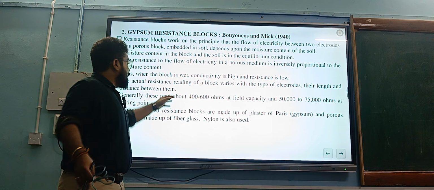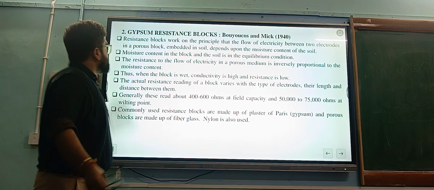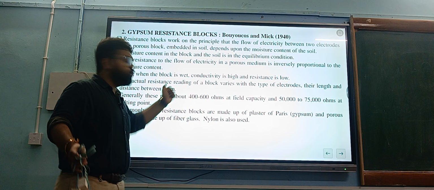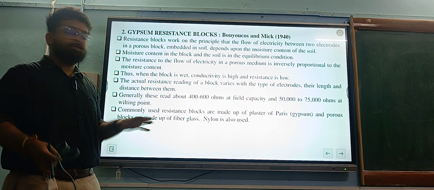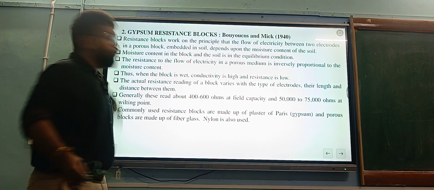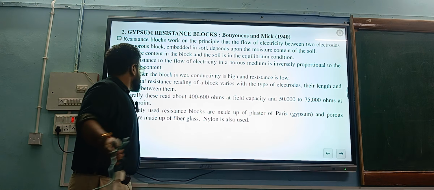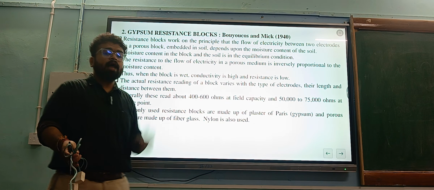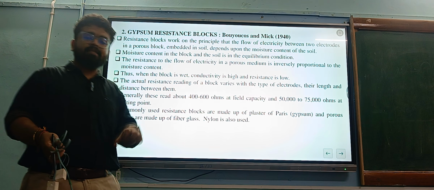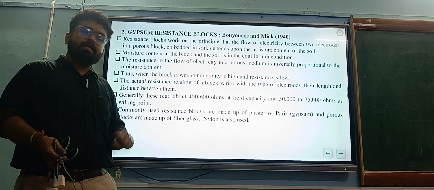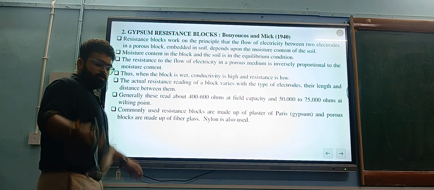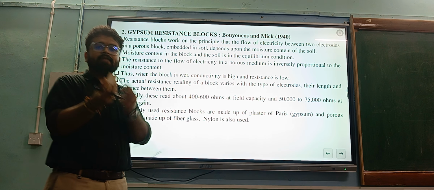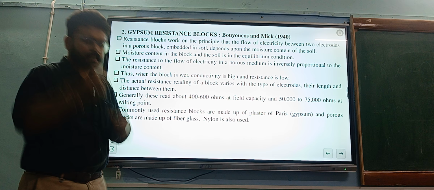Generally, at field capacity, the resistance shown by this block is around 400 to 600 ohms. It means lower resistance. But at the permanent wilting point, the resistance shown by the instrument is around 50,000 ohms. This shows that the higher the moisture content, the lower the resistance; the lower the moisture content, the higher the resistance.